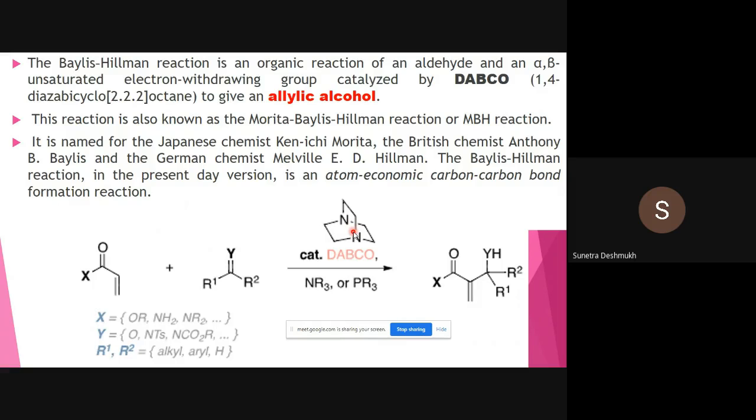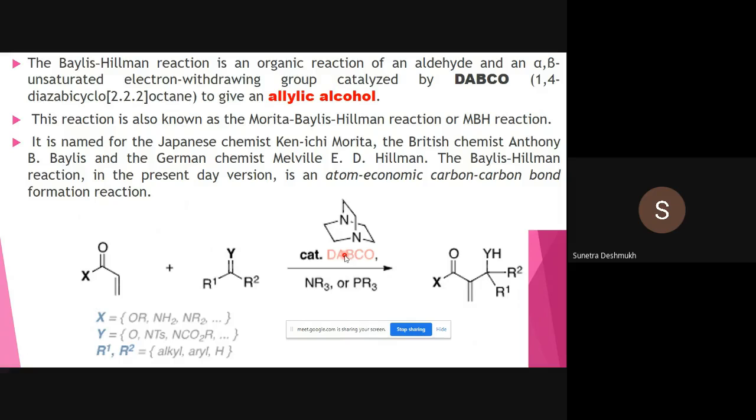The reaction between alpha beta unsaturated ketone and this aldehyde can be done in the presence of the catalyst DABCO, or trialkyl amine, or trialkyl phosphines. So three different types of catalysts we can use. Nitrogen containing cyclic amine like DABCO, or acyclic amines like trialkyl amines, can catalyze this reaction. Also we can use trialkyl phosphines. So this reaction is versatile; all these basic reagents we can use.